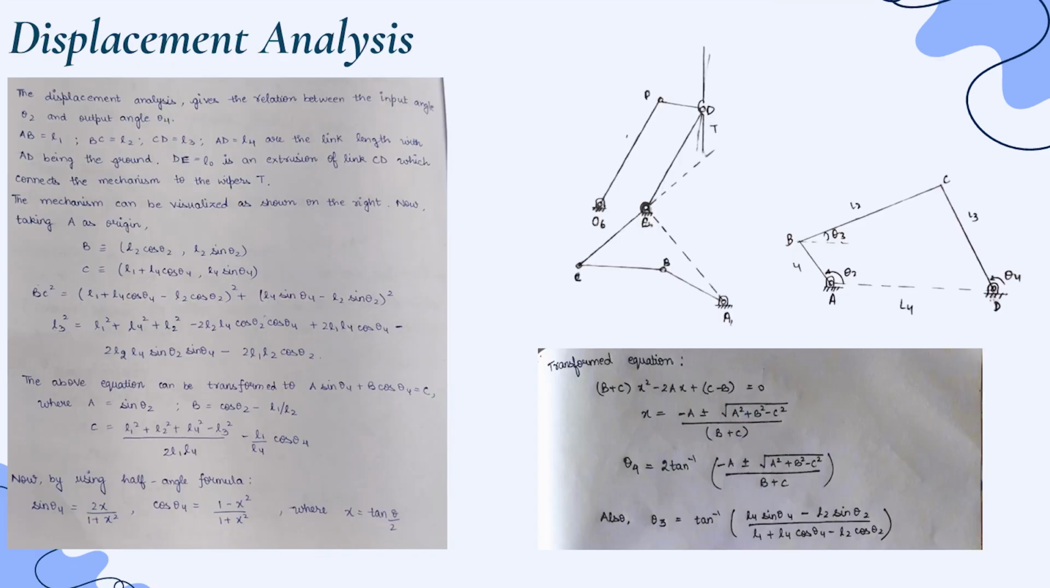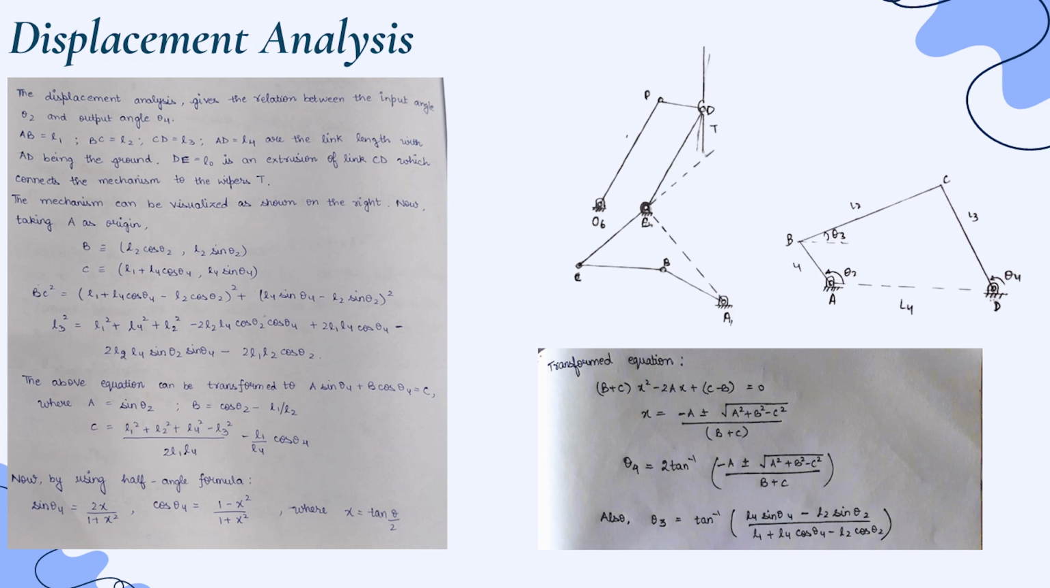Now going further, I would like to explain the displacement analysis of the mechanism. Our goal here is to relate the input crank angle θ2 to the output link angle θ4. We have taken the general wiper mechanism as given in tutorial 2 question number 6, with link lengths AB equal to L1, BC equal to L2, CD equal to L3, AD equal to L4 with AD being the ground. DE equal to L0 is an extension of the link CD which connects the mechanism to the wiper. Now, the mechanism can be visualized as shown on the right, which is a 4-bar mechanism.